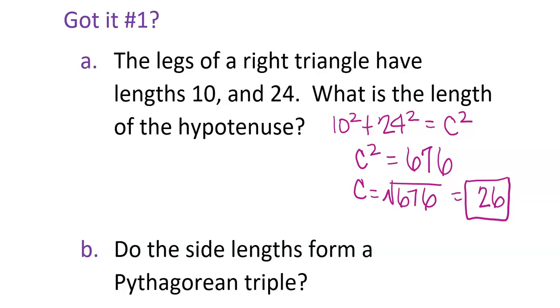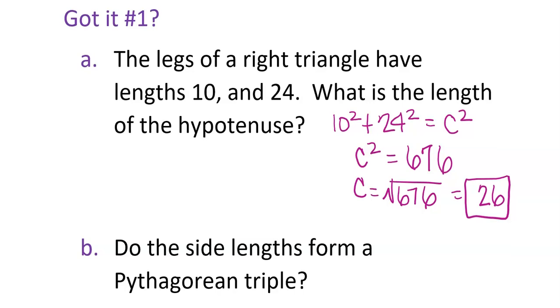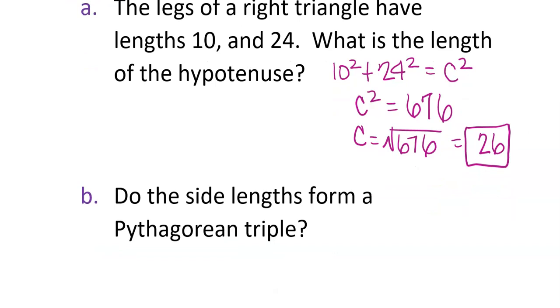Remember, the hypotenuse is always the C part, so we just put those numbers in any spot. You could do 24 squared plus 10 squared or 10 squared plus 24 squared. You still get the same thing. When you add their squares together, you get 676. When you take the square root of that on your calculator, you get 26. So do the sides form a Pythagorean triple?